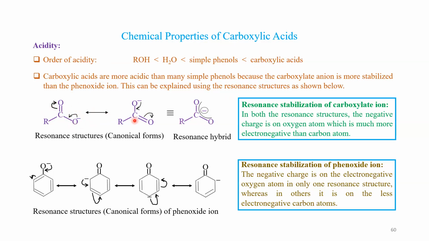This carboxylate ion is resonance stabilized. If phenol loses H plus ion, it will become phenoxide ion. Phenoxide ion is also resonance stabilized. In fact, phenoxide ion has more resonance structures.